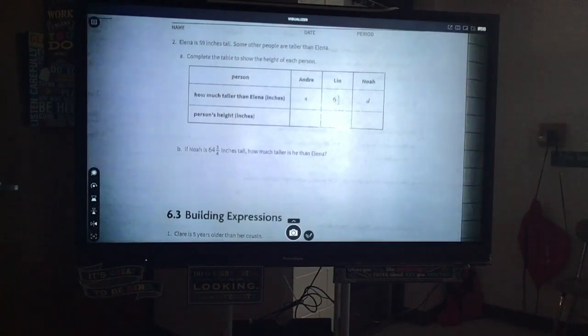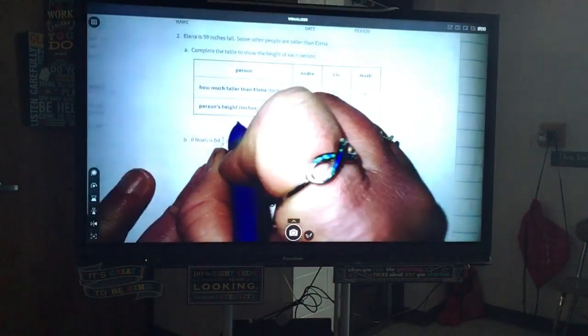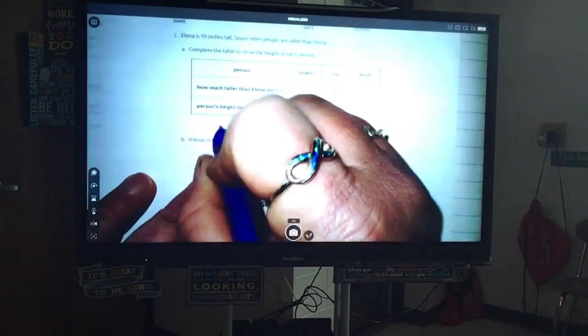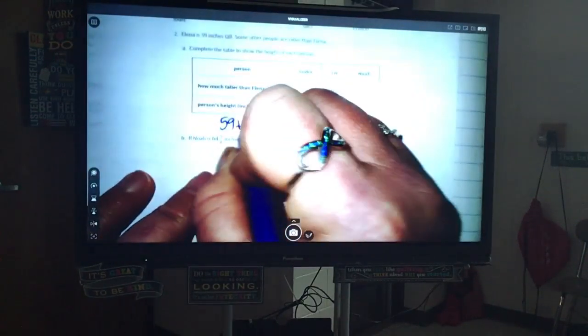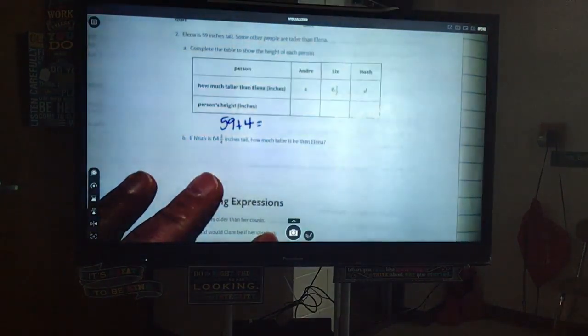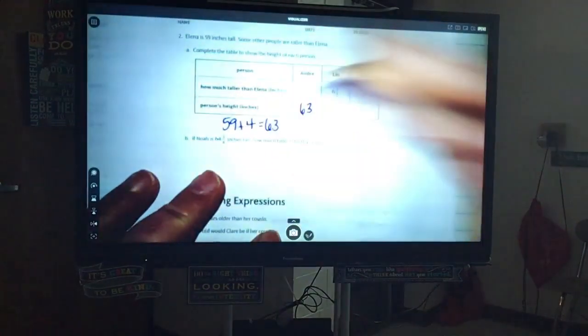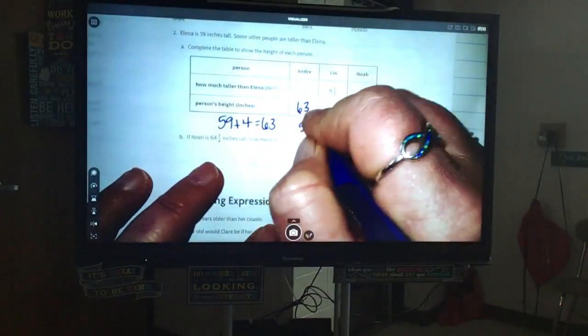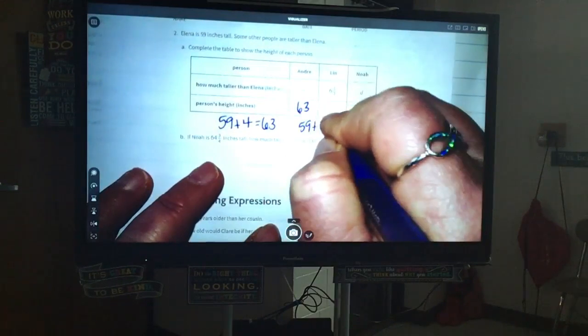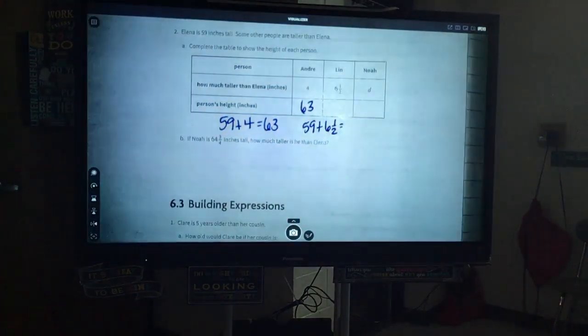What are we gonna do? What do you think, Ronnie? We use Elena's height, and we add the other height to it. Okay, so for Andre, we would do 59 plus 4, right? And what would that give us? 63. All right, and then for Lynn, we're gonna do 59 plus 6.5. What is that gonna give us, Christiana? 65 and a half.